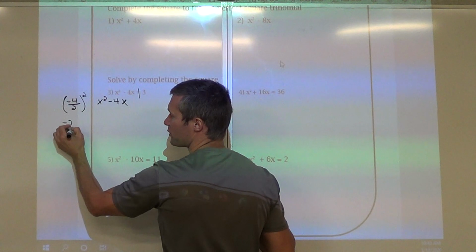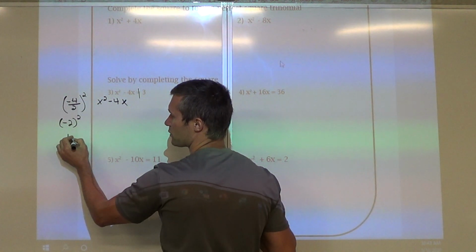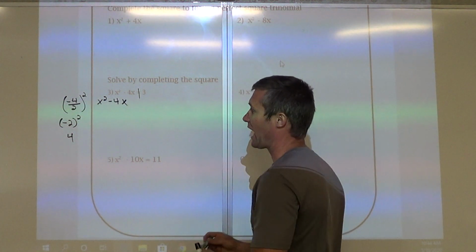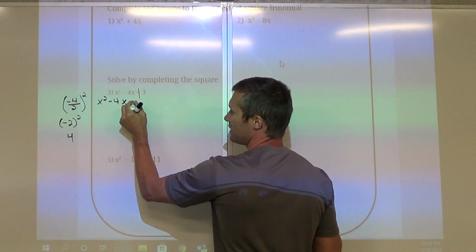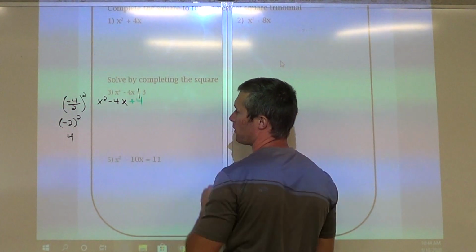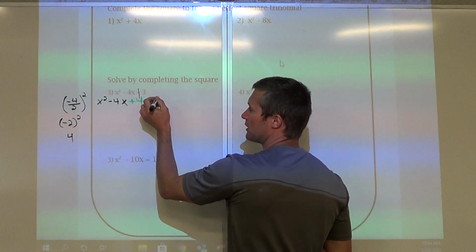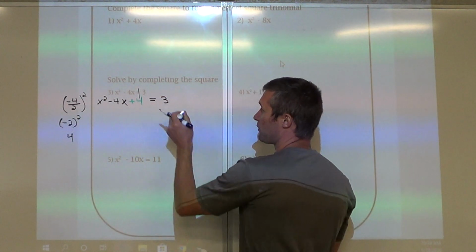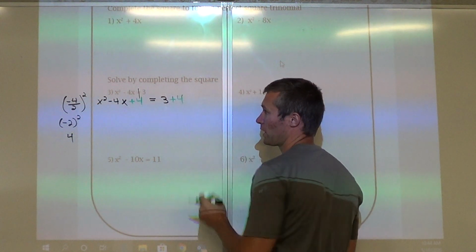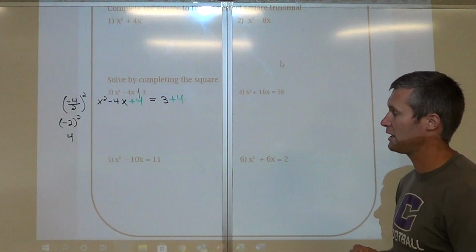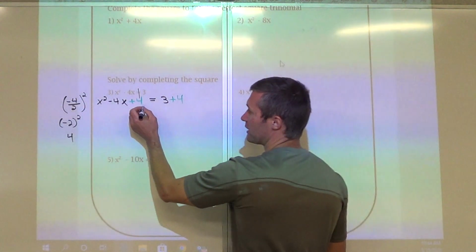So that's negative 2 squared, which is 4. So now we're going to add 4 to both sides of the equation. So we come in here, add 4 equals 3 plus 4. What I do to one side, I do to the other side. And now we're going to factor.